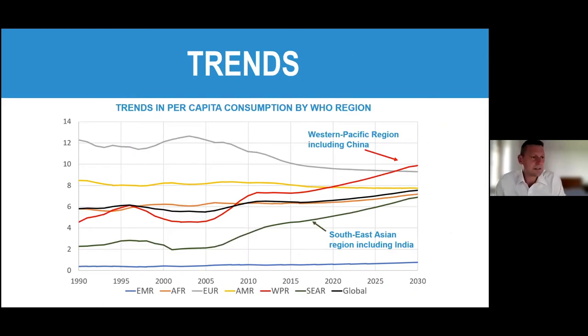Just to show the trends, I think this one may even be a couple of years old, but these are the WHO numbers by region of alcohol consumption per capita, and the overall trend showing that things are going up. In the higher income countries and regions, things may be reducing a bit, but overall the trend globally is for more consumption rather than less.